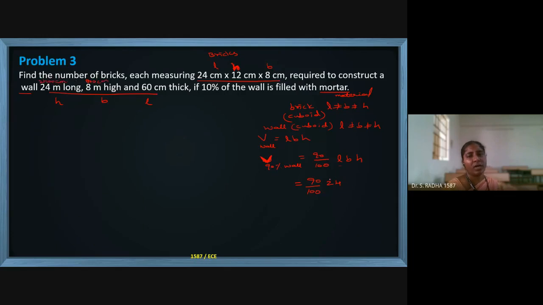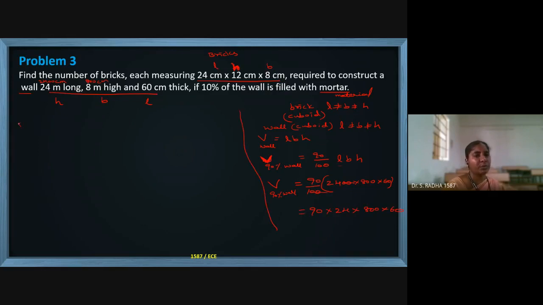Okay. Now I will put the values 2400, 800 and 60. All are in centimeters. This is volume of 90% of the wall. If you simplify 200s, if you cancel, we are left out with 90 into 24 into 800 into 60. This is about the wall.